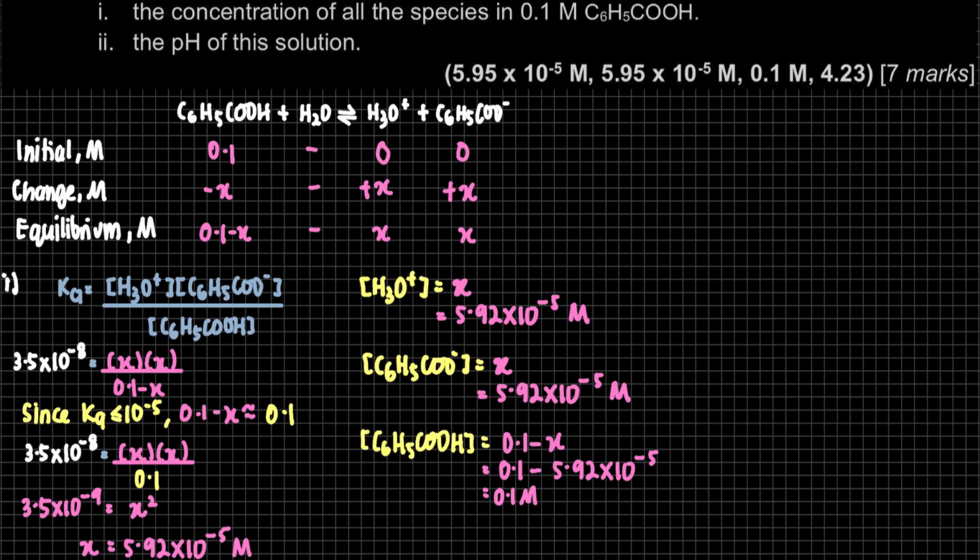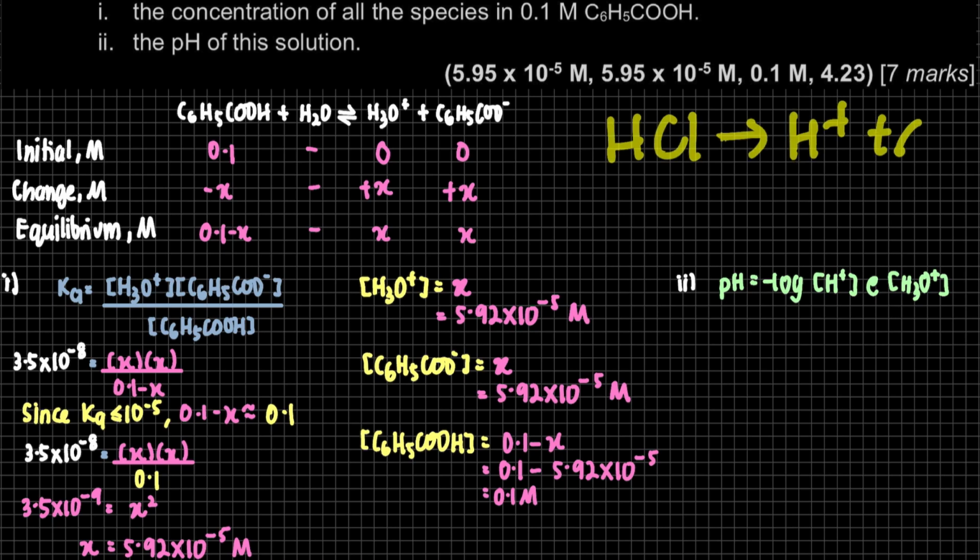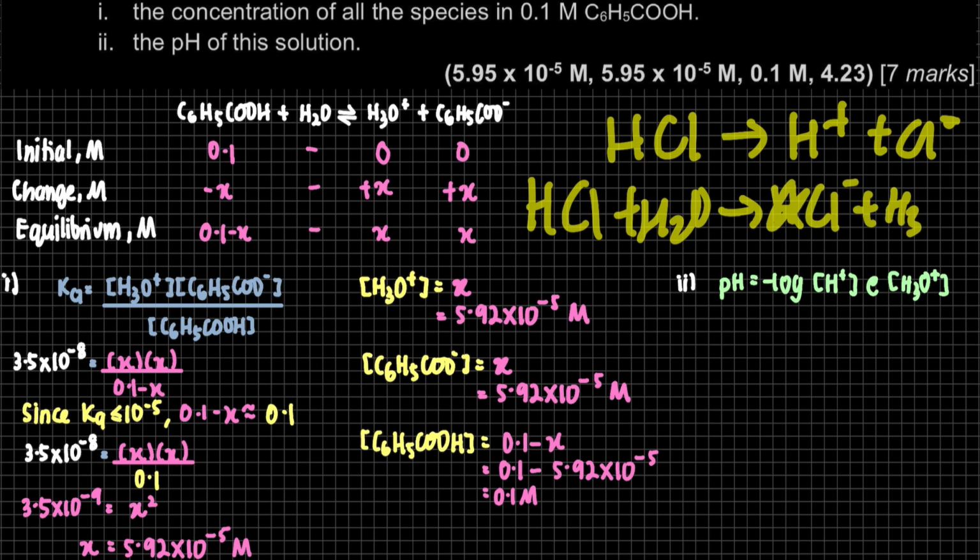Question 2 Roman, calculate the pH of this solution. So what is the formula of pH? pH is negative log H plus or H3O plus. H plus or H3O plus is the same. Why the same? For example, HCl becomes H plus plus Cl minus, if the acid dissociates by itself. But if HCl plus H2O, it is also the same, the acid will donate the H. So here it becomes Cl minus plus H3O plus. So H plus and H3O plus are the same.